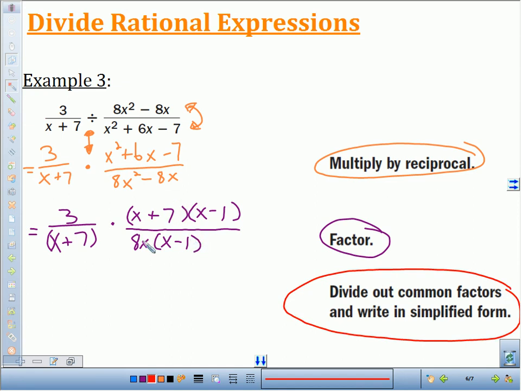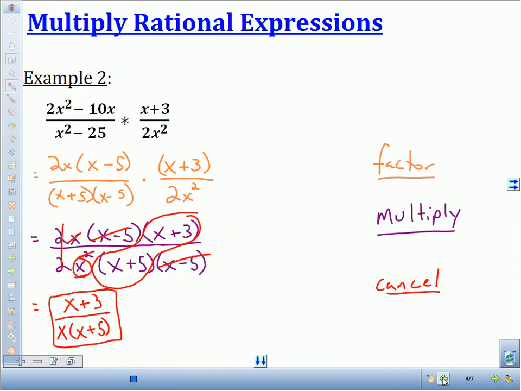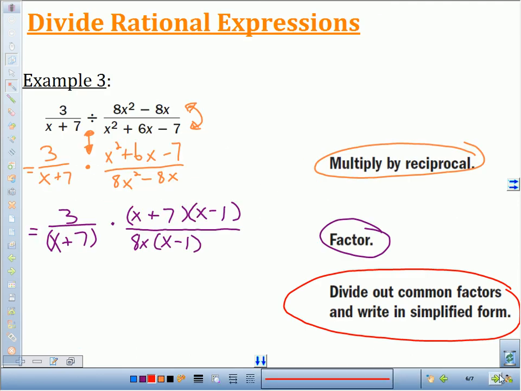We can go ahead and do our canceling out. Now, as you remember from our multiplying, we combined everything together with multiplication, then we canceled. We're not going to worry about the combining part. We should understand that on top we have 3, x plus 7, x minus 1. On the bottom we have x plus 7, 8x, and x minus 1. And we can just go straight to canceling out. So that's what we're going to do. X minus 1 and x minus 1 cancel out. X plus 7 and x plus 7 cancel out, leaving us with 3 over 8x. And that is our solution.